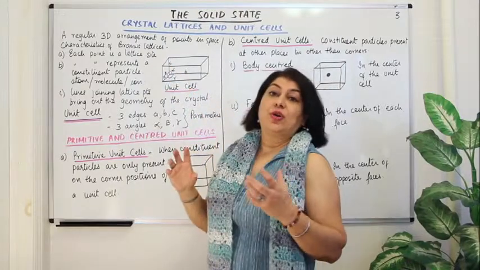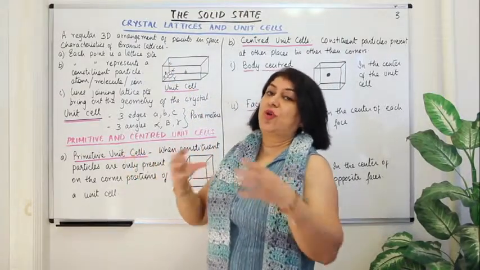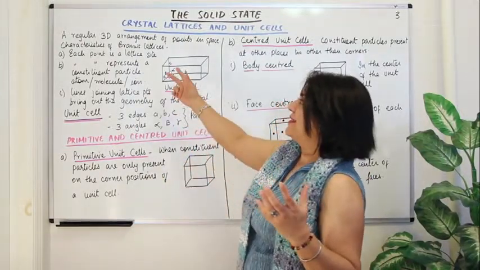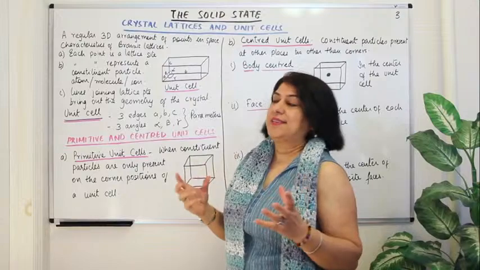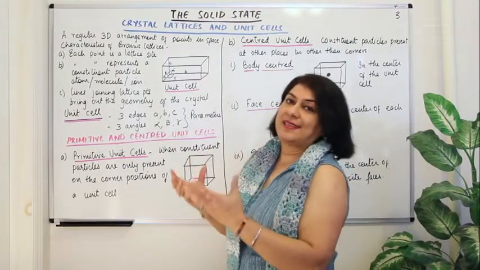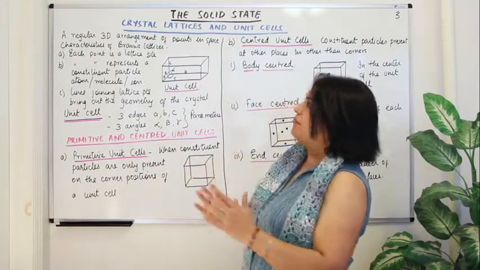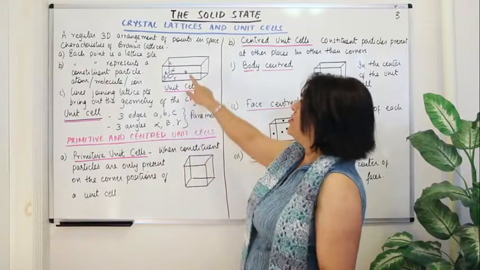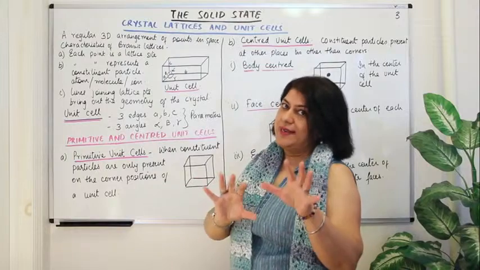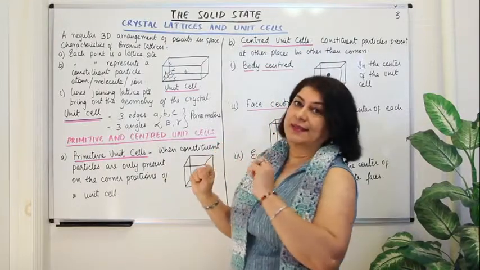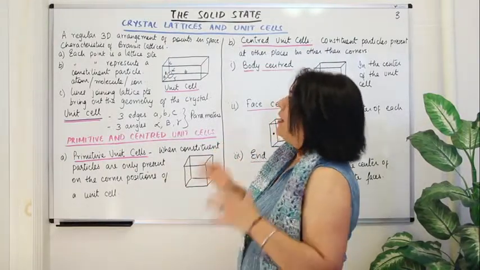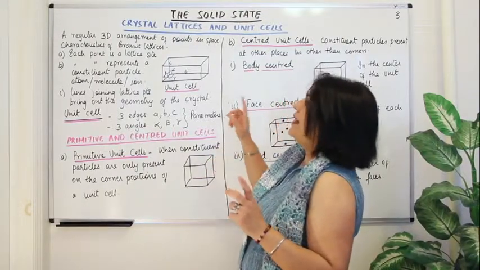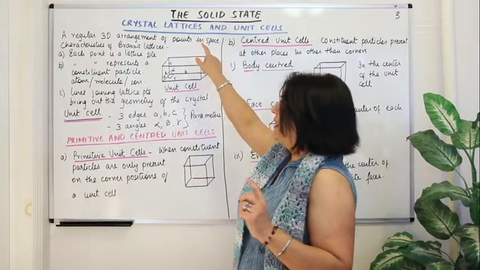Now, the scientist who described these lattices, there are 14 types of lattices, and they are known as the Bravais Lattices. Bravais was the scientist after whom these lattices have been named. And there are 14 types of Bravais lattices which are created on the basis of the arrangement of these unit cells. So let us now understand the unit cells and the lattices better. A regular 3-dimensional arrangement of points in space is known as a crystal lattice.